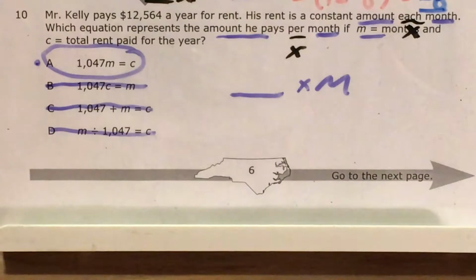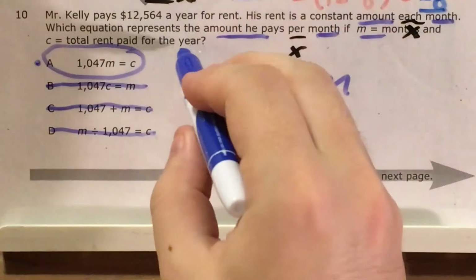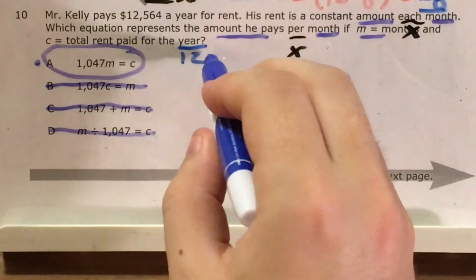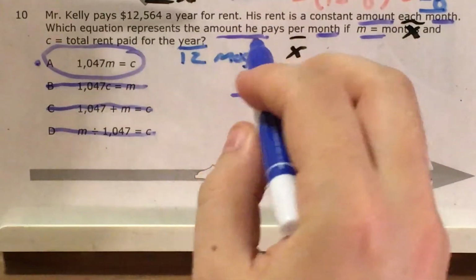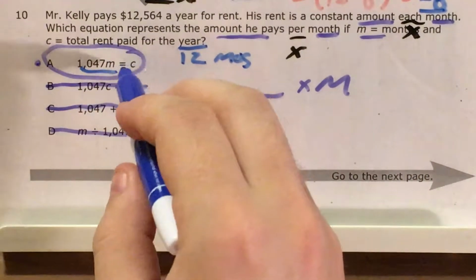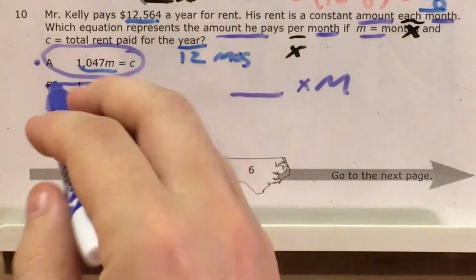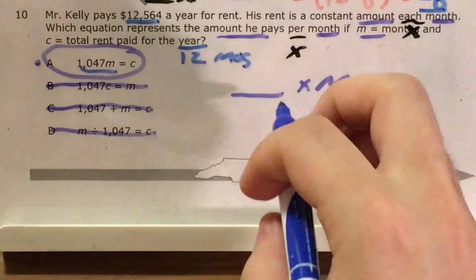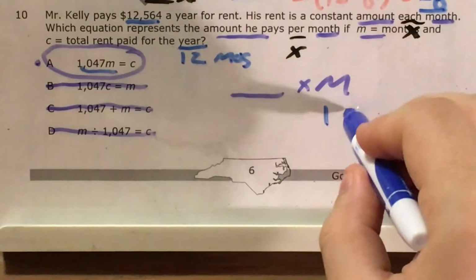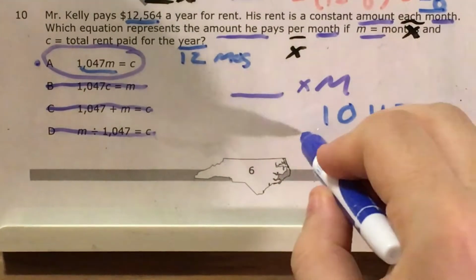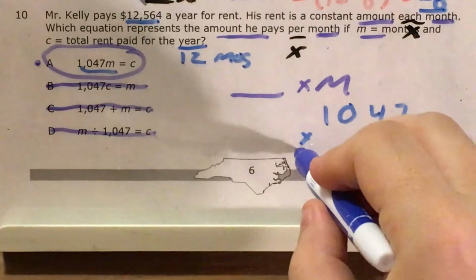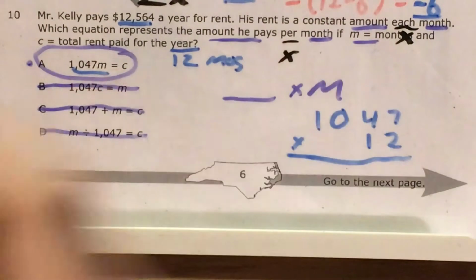So choice A is looking like it's going to be our right answer, but I am going to check it just to be safe by actually going ahead and multiplying, recognizing that a year is 12 months. And so if I want to go ahead and test this and see if it actually gives me 12,564, I just need to plug in 12 for M and then multiply. So I'll go ahead and just do the standard algorithm for the sake of time. 1047 times 12.